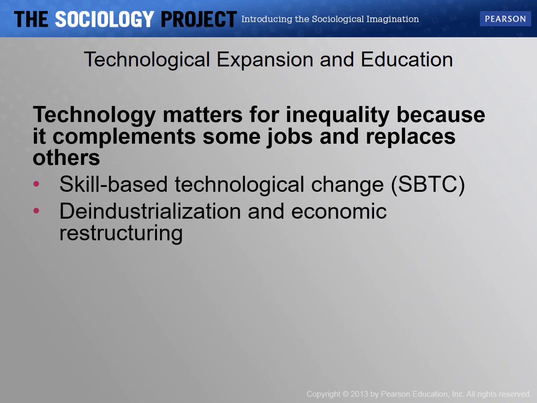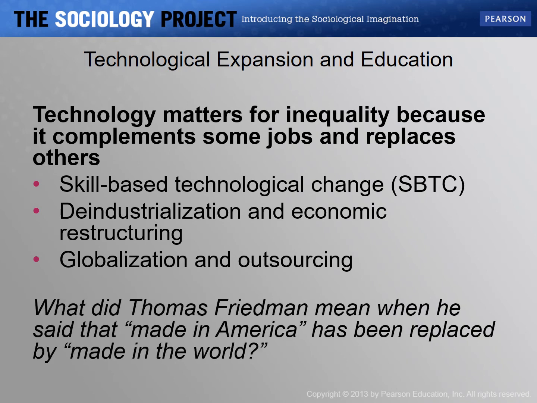It also occurred because of deinstitutionalization and economic restructuring. So some companies retooled their factories. They sent work off to other places where they could get cheaper labor. And of course, globalizing and outsourcing has been one change in the economic landscape around the world. It's a global economy now.